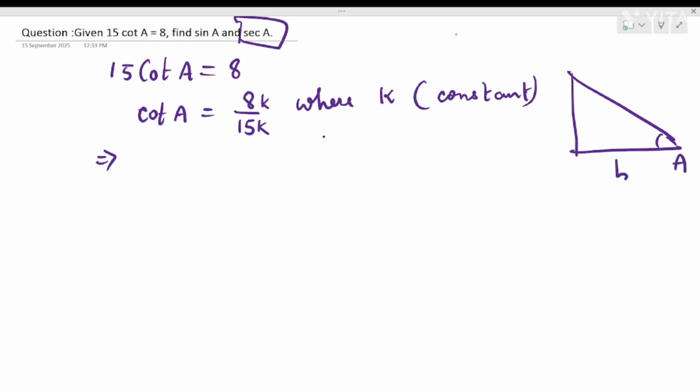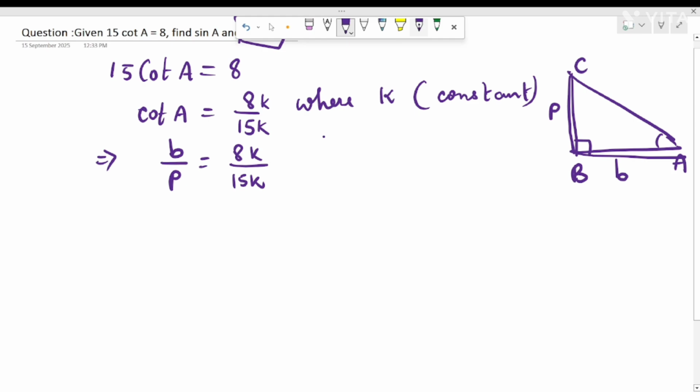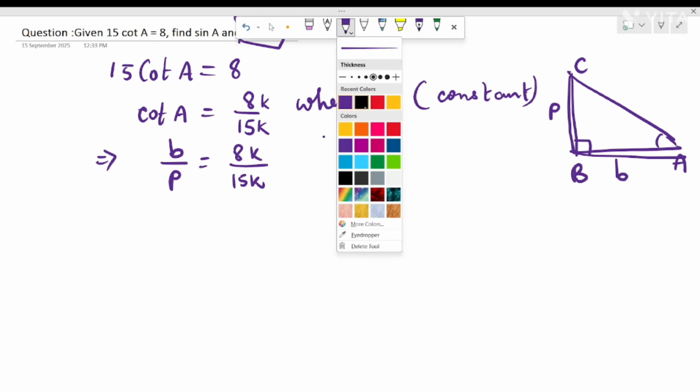So if this is the base and this is the perpendicular, let's say this is a right triangle ABC, in which the base is BA and the perpendicular height is BC. So accordingly, you can write that cot A is nothing but base by perpendicular, equal to 8k by 15k. Now, we have base and perpendicular, but we don't have the hypotenuse. So we are going to find out the value of hypotenuse.